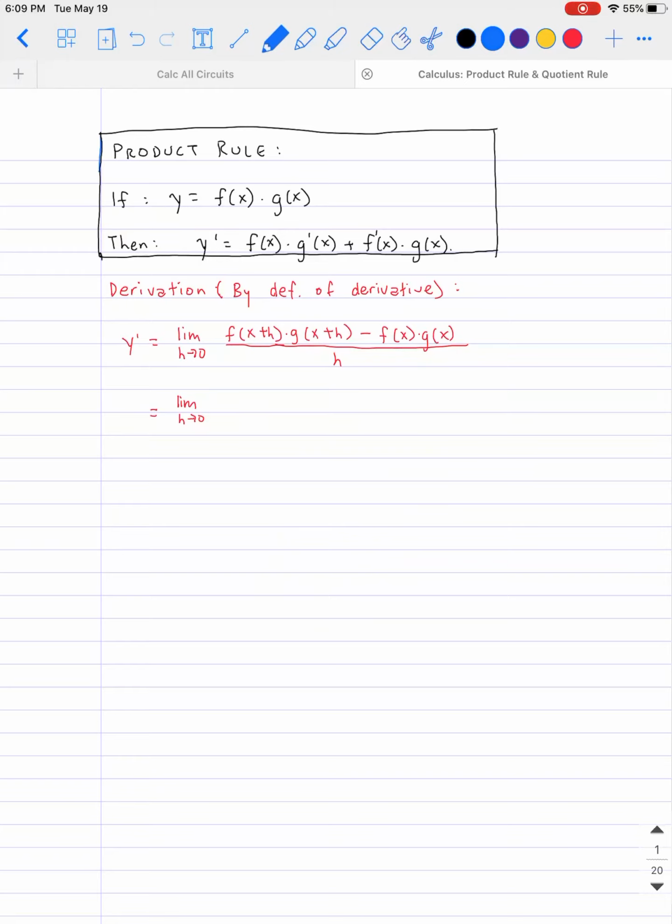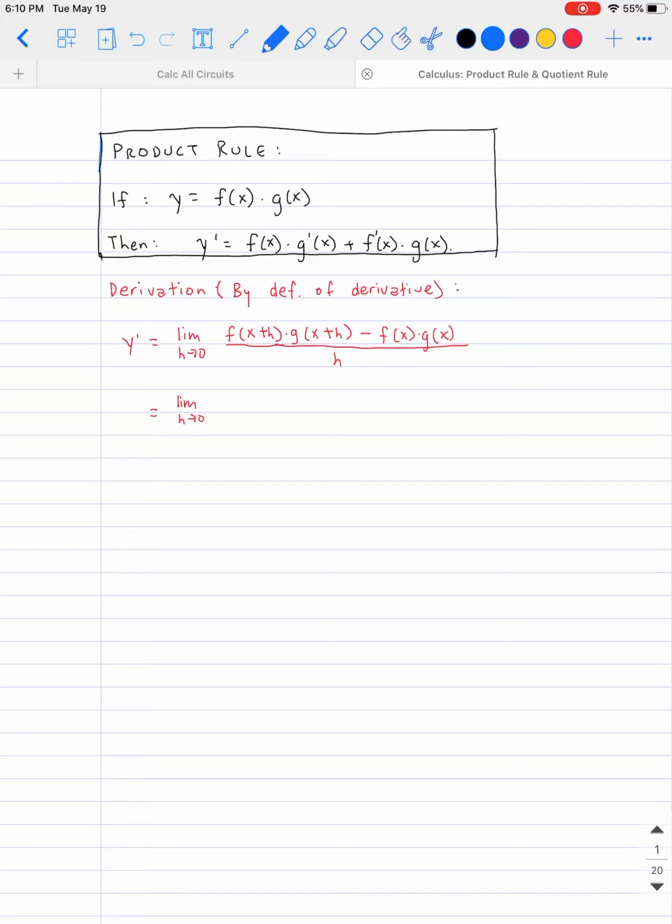So first, we'll take our function y and use the formal definition of derivative. So we have the limit as h approaches 0 of f of x plus h times g of x plus h, minus f of x times g of x, all divided by h. So that's just putting it into the definition of derivative via the limit.